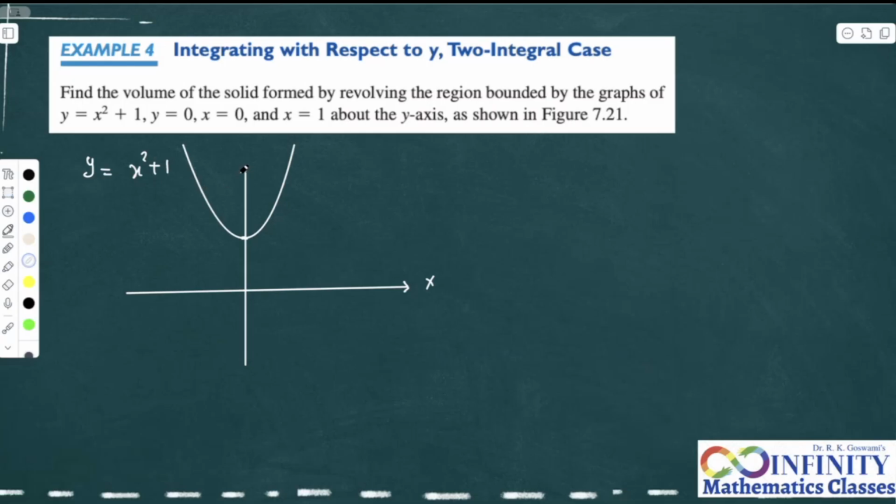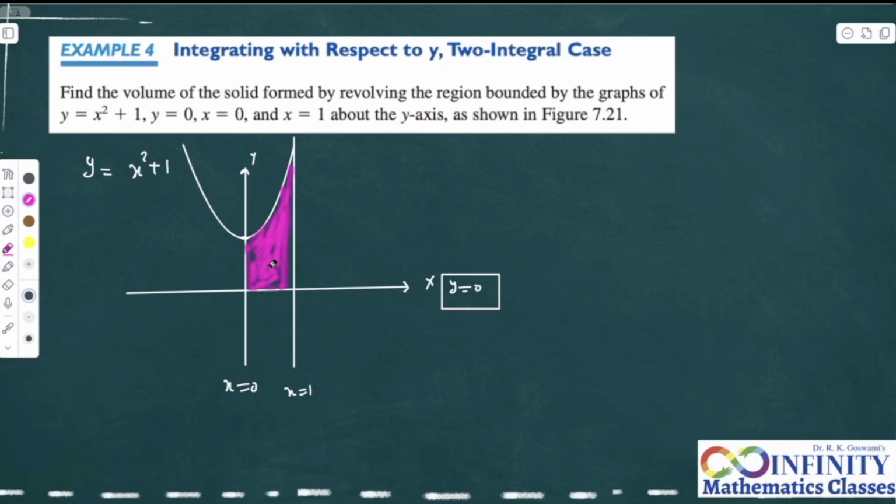First observation clear? Second is y equals 0. That is nothing but your x-axis. x equals 0 is this line, and x equals 1 is this vertical line. The question is, what is the area bounded? If you look at the graph carefully, this is the area bounded by all the curves given to me. Agree?